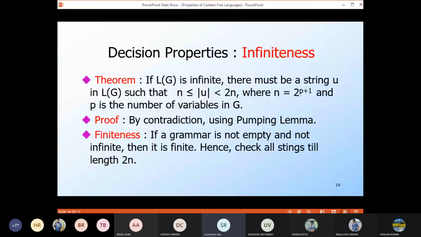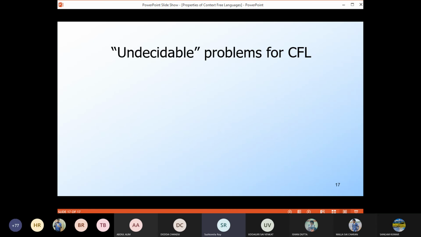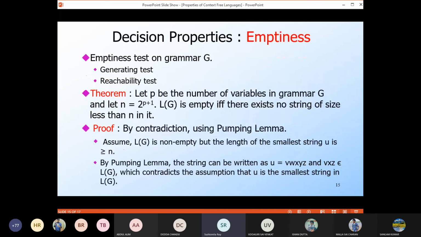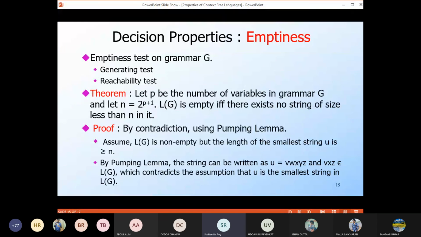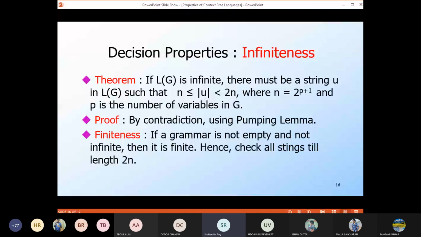So this is the test for infiniteness. And when do you say that a language is finite? If it is non-empty and also not infinite, then it is finite. So two checks can tell you whether it is finite or not. Now, we have looked at several properties which are decidable, for which you can have decision algorithms: membership, emptiness, infiniteness, and also finiteness.